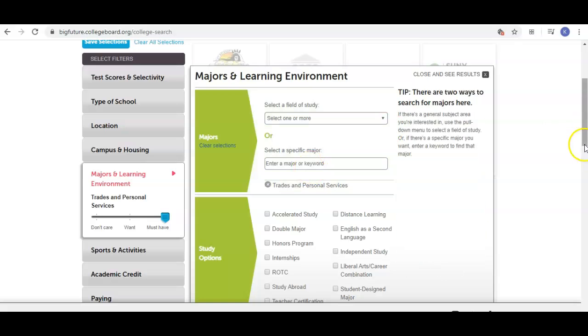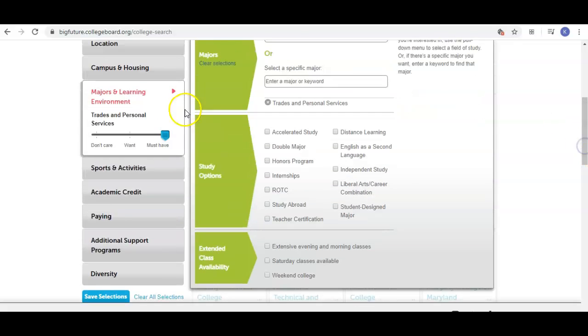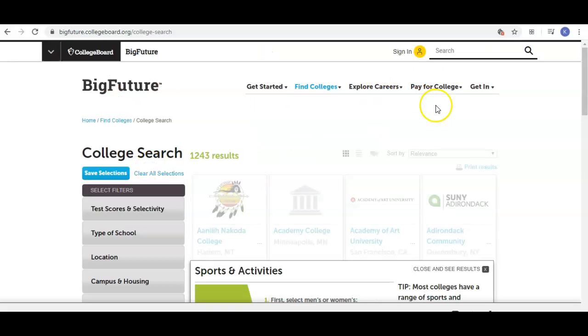Okay. And then we have sports, and this is also good. Once you click something, you can say that you don't care, you want it, or it's a must have. So this is just something I want. I feel like if it's a major, that's a must have, whereas there are other things where you think it would be nice if they had this, but it's not a deal breaker.